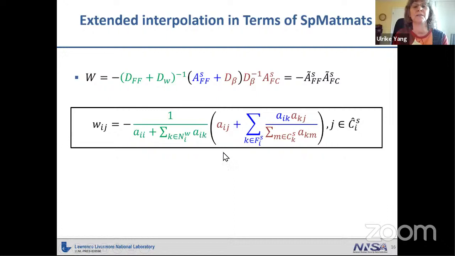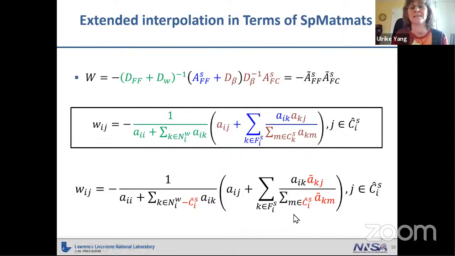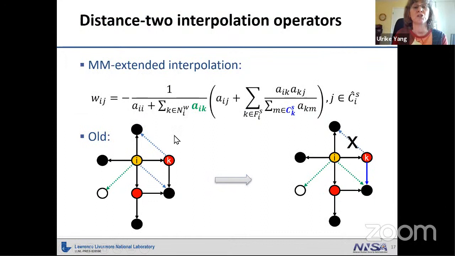So if we write it in the same way as before, this is our weight as before. Let's compare this to the extended interpolation that we had before, and you will see that it's actually not the same. They're not exactly the same, they're different. And if we go back to the figure that I showed you earlier, I can show you in that example how this actually changes. This is what happens with the old extended interpolation.